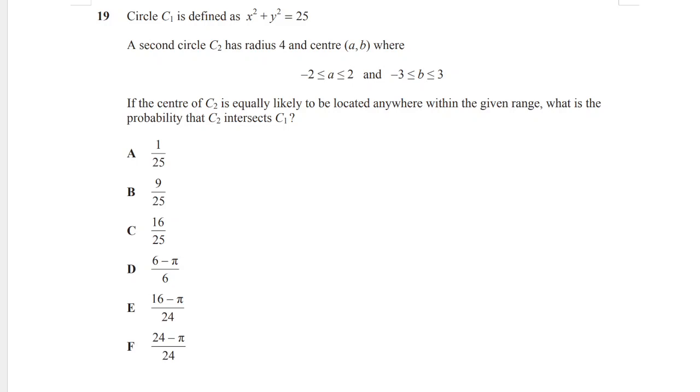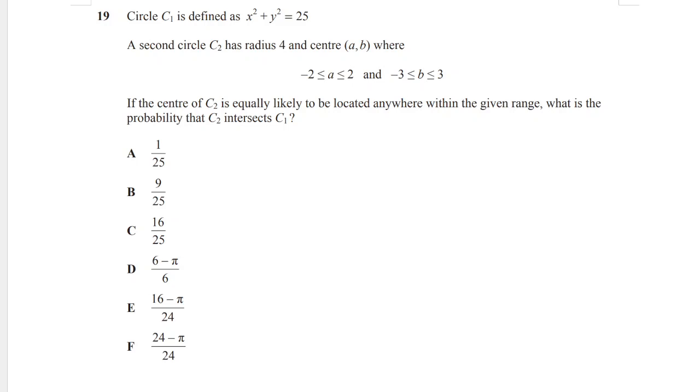Okay, question 19. Circle C1 is defined as x squared plus y squared equals 25. So a circle at the origin with radius 5. A second circle C2 has radius 4 and center (A, B), where A and B take certain ranges of values. If the center of C2 is equally likely to be located anywhere within a given range, what is the probability that C2 intersects C1?